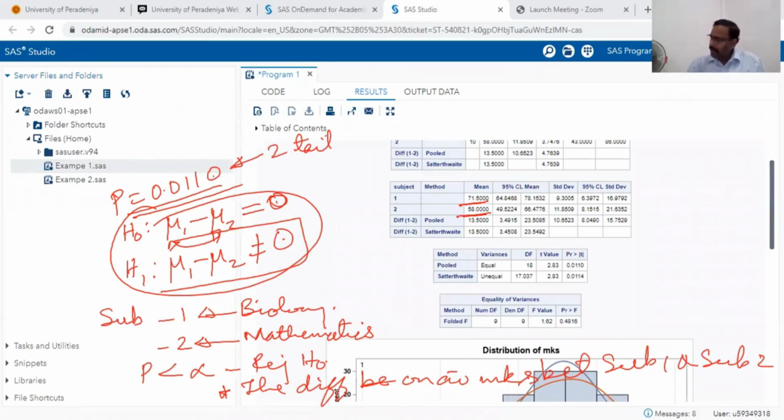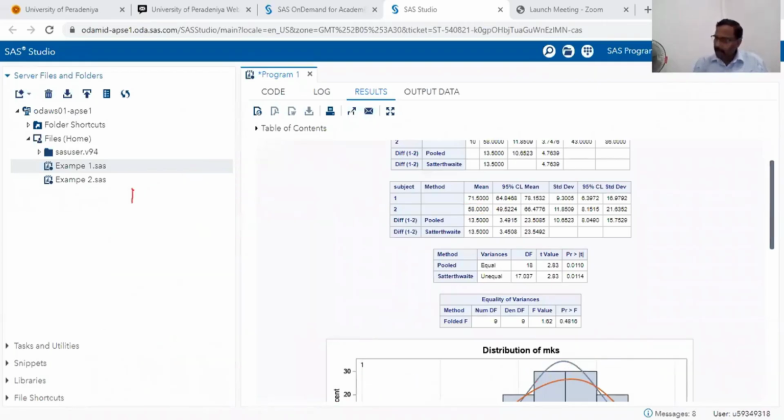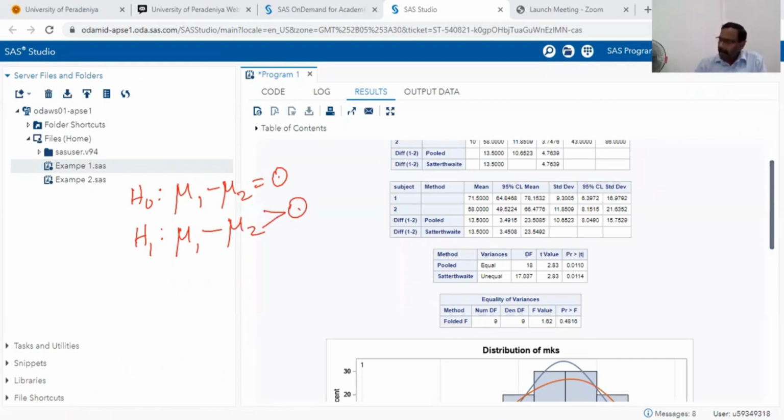For example, if I start with a null like this, and the alternate, we know that mu1 represents the biology subject, mu1 minus mu2 greater than 0. This is a one-tail situation. The earlier one is a two-tail situation. That also we can test. So here we want to see whether on average, biology marks are higher than the mathematics marks.